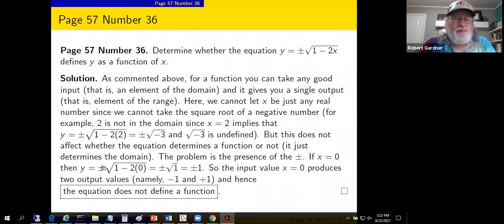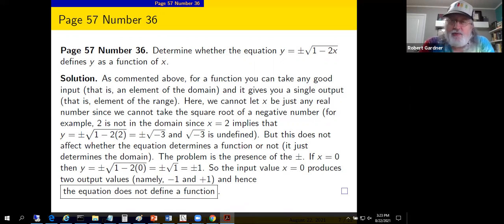If we plug in x equals 0, we get y equals plus or minus the square root of 1 minus 2 times 0. Plug 0 in right there. That's plus or minus the square root of 1. Square root of 1 is 1. So we get y equals plus or minus 1. So the input value of x equals 0, we get two output values, 1 and negative 1. That can't happen with a function. So this is not a function. This equation does not define a function.